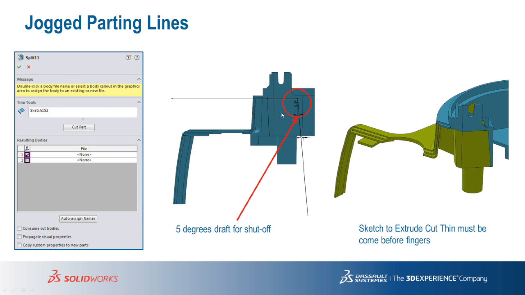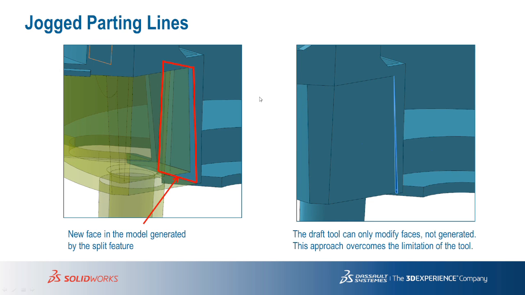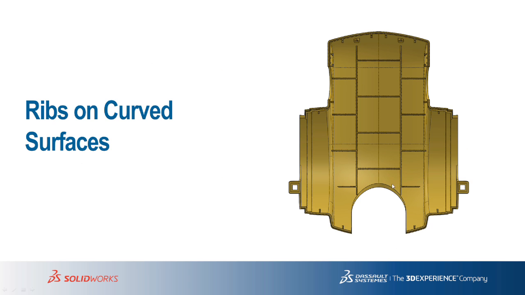So here's that jog parting line. Make sure that in your sketch you've got the 3 to 5 degrees for the shutoff on the newly generated face. And here's that new face generated by the split, which will act as our shutoff face. And we're going to put them back together.